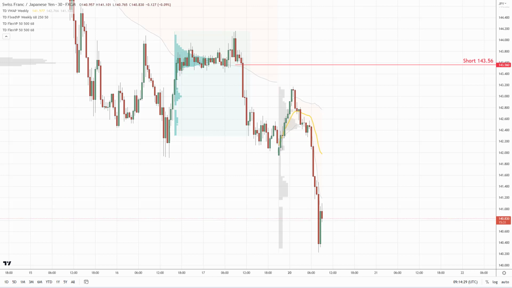Today I'll talk about 3 trading ideas on 3 different markets, and I'll be showing you my favorite volume profile setup, which is called the volume accumulation setup. So let's get started with the first trading idea. This one is on the Swiss franc Japanese yen.